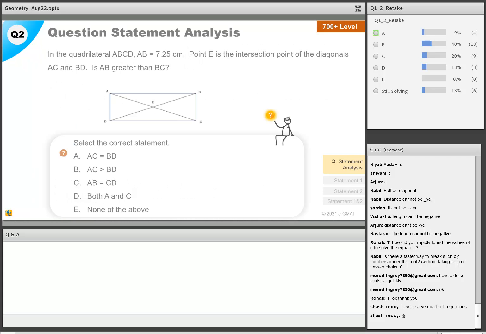Now, in this quadrilateral, I do not know anything about the quadrilateral. We need to find out the relationship between AB and BC, whether they are equal, or one is greater, one is lesser. So that's what we need to find out. Now, just reading the question stem, can you tell me what kind of a quadrilateral I am looking at?